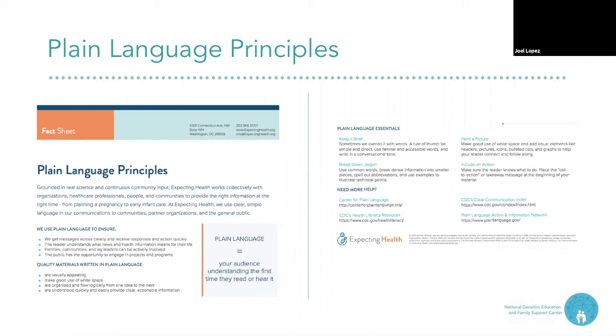or scientific points. In terms of painting a picture, you want to make good use of white space and add visual elements in documents. Things like headers, pictures, icons, or even bulleted lists and graphs help your reader connect and follow along. And in terms of the action, you want to put a call to action or a takeaway message at the beginning of your material and reinforce that throughout to make sure that whatever the call to action is that you'd like to have your patient apply, that they are very clear on what that is and can be reminded to take that action from the resource that you provide them.